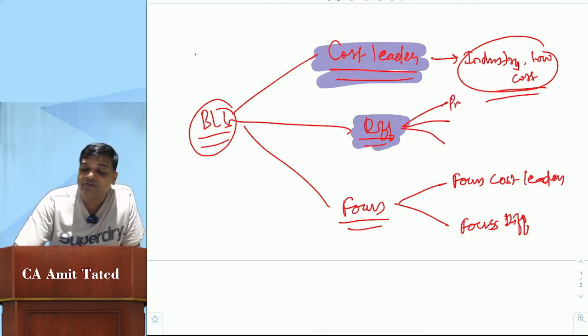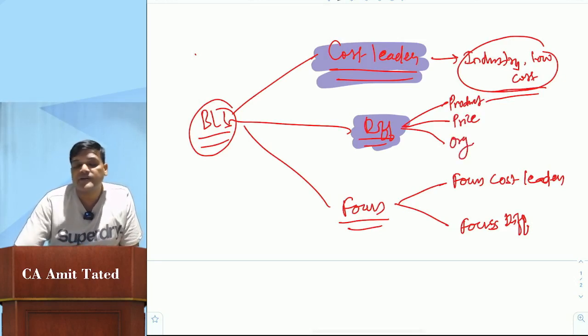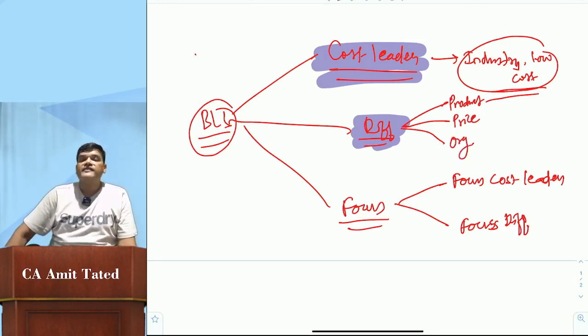Three bases of differentiation. One is product differentiation. One is price differentiation. And one is organization differentiation. Please understand: product differentiation, price differentiation, organization differentiation.